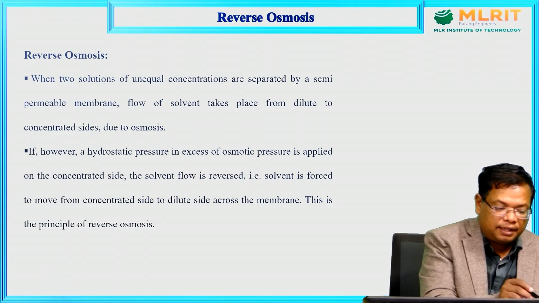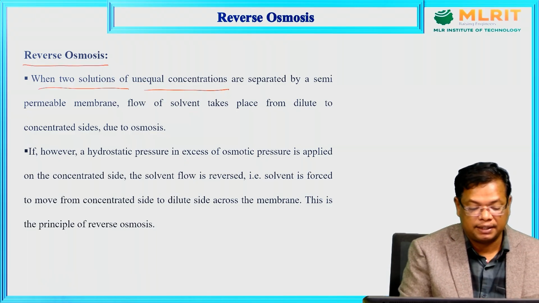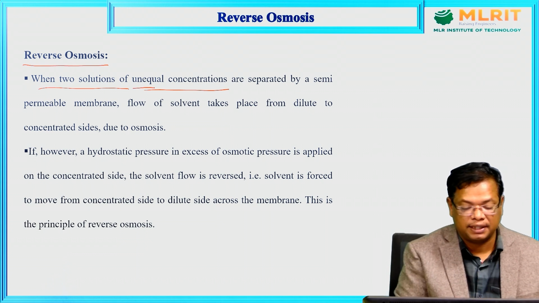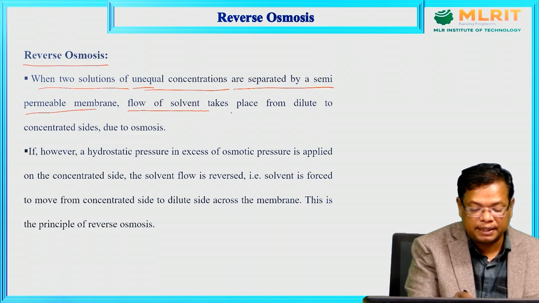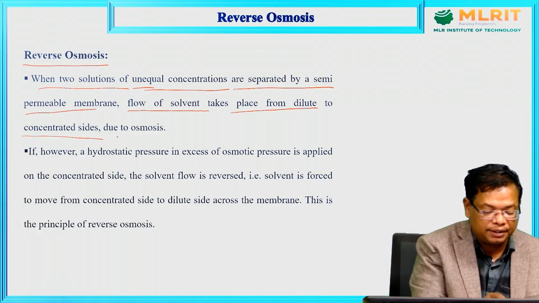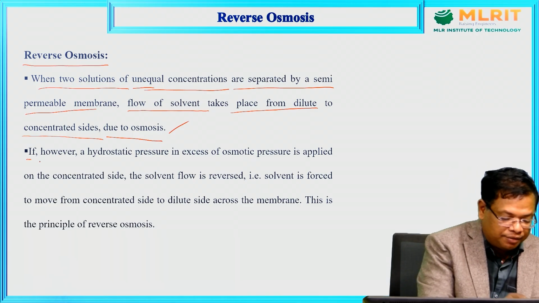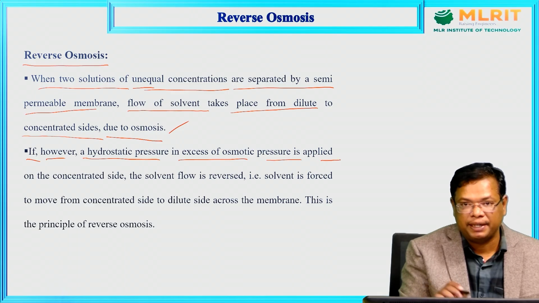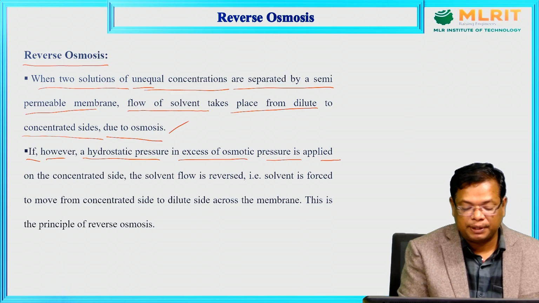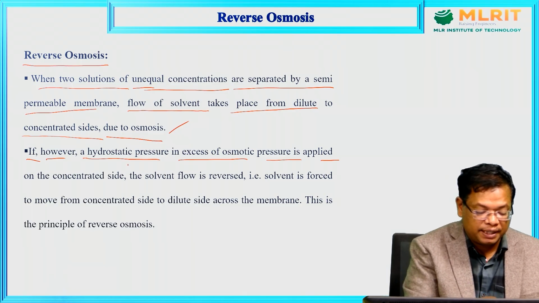So next, reverse osmosis. When two solutions of different concentrations are separated by a semi-permeable membrane, the flow of solvent takes place from dilute to concentrated side due to osmosis, as we discussed just now. However, if a hydrostatic pressure in excess of the osmotic pressure is applied, there we can apply the excess hydrostatic pressure.